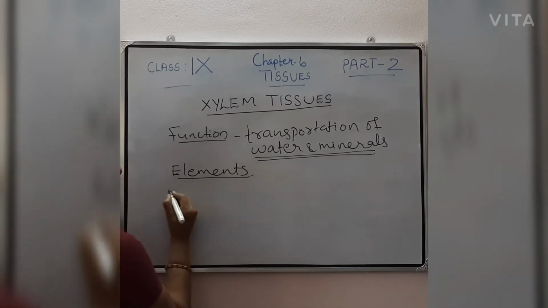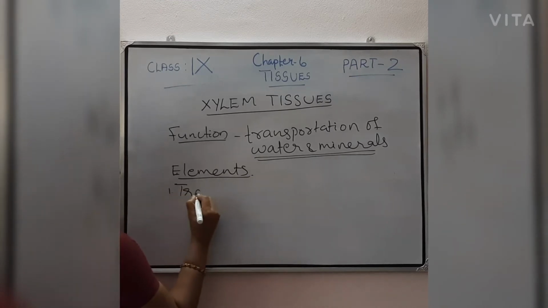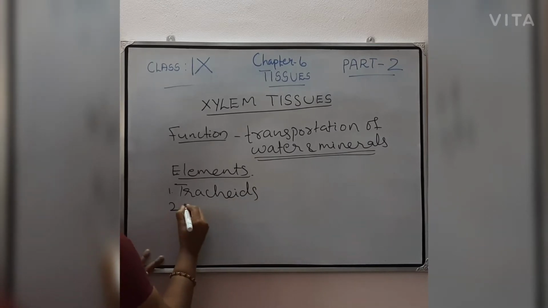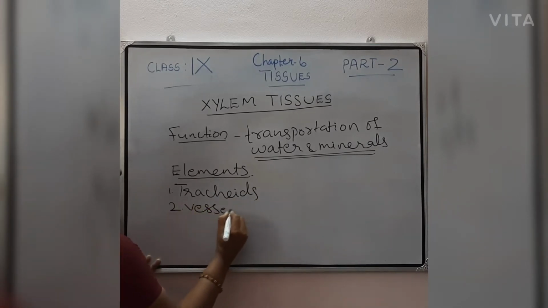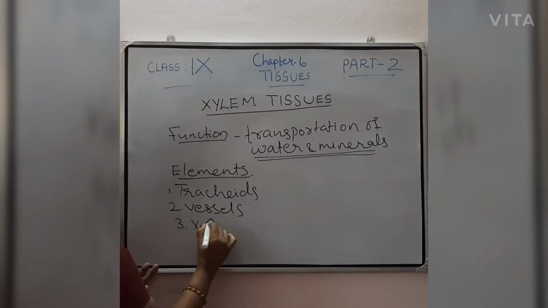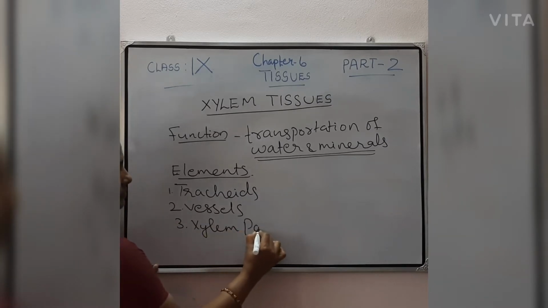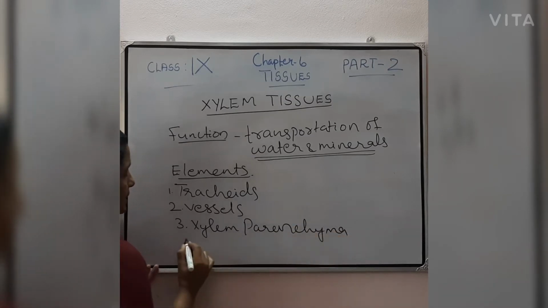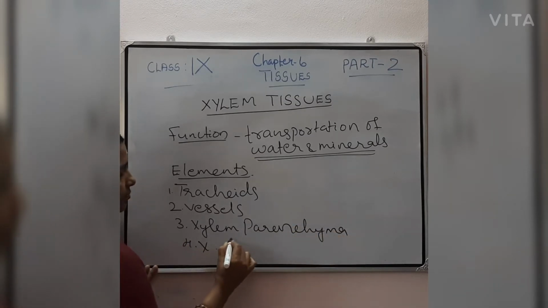The first one is tracheids. Second one, vessels. Third one is xylem parenchyma. And fourth one is xylem fibers.